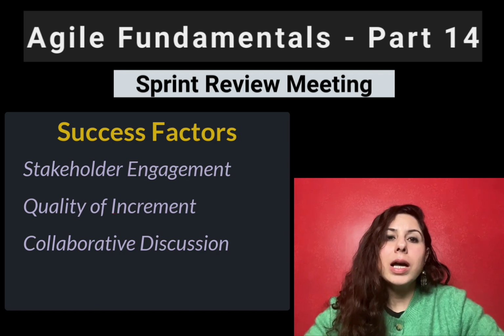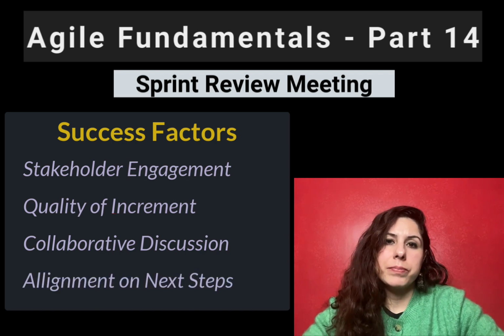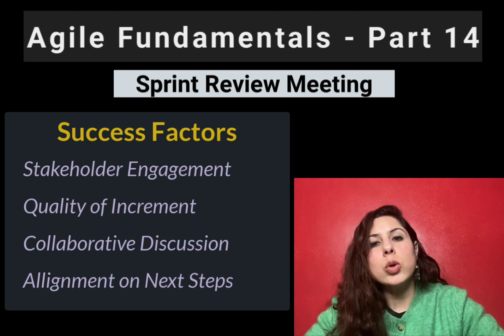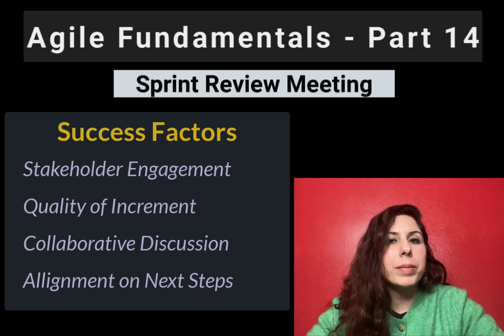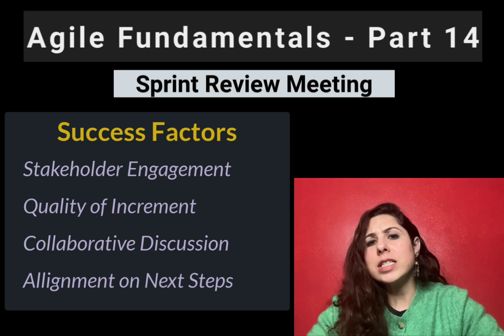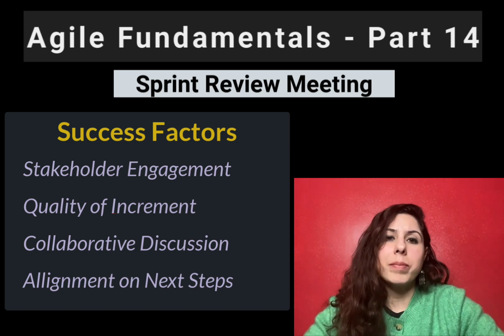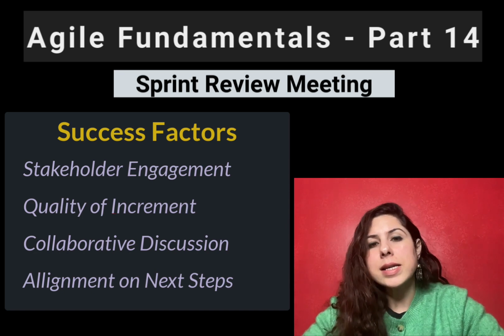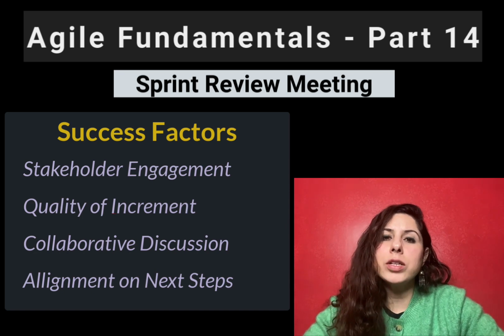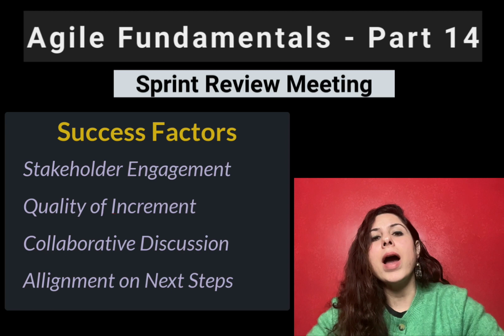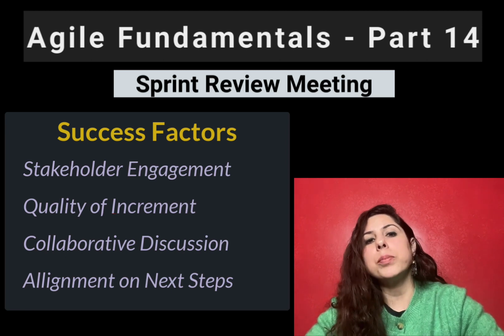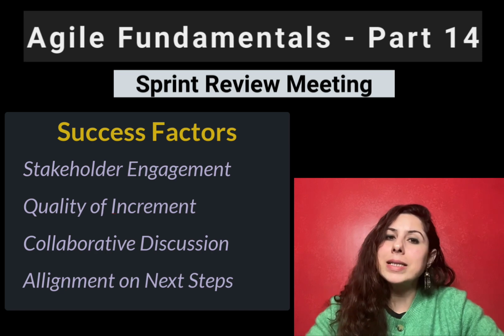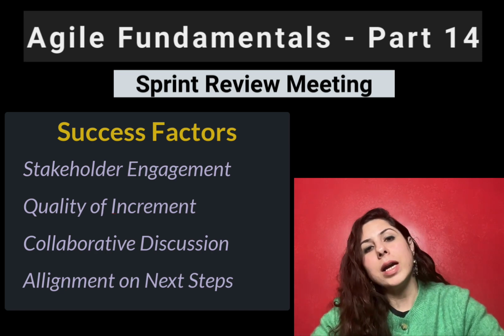Fourth, alignment on the next steps. The team and stakeholders should leave the meeting with a clear understanding of upcoming priorities and any adjustments needed in the product backlog. In a sense, the success of sprint review is determined by how well it fulfills the purpose of reviewing the product increment and adapting the work plan accordingly.